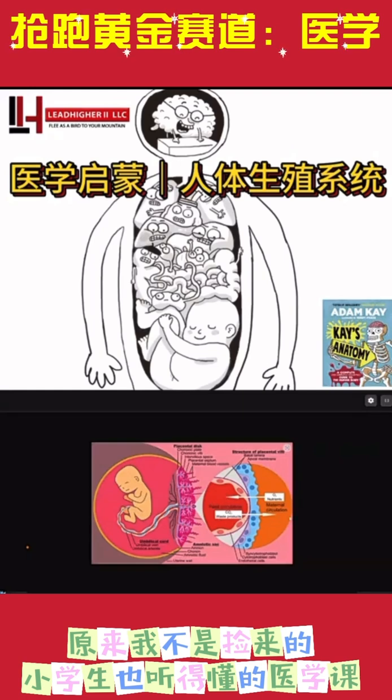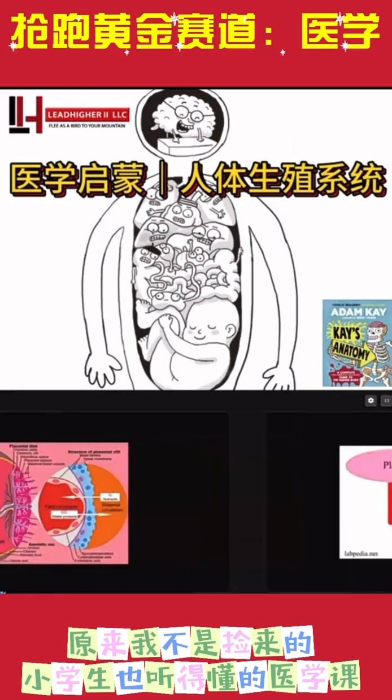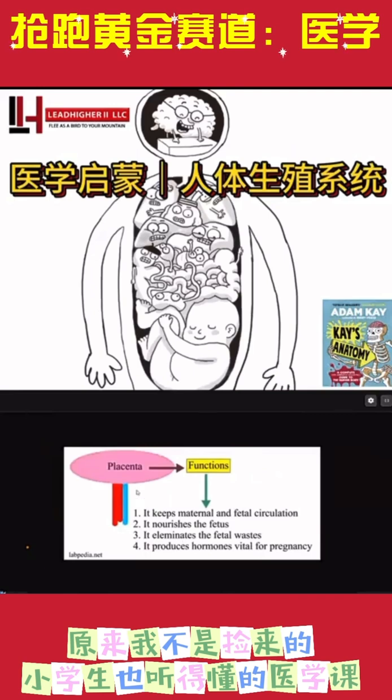And then what's coming out? Look at that. What's that? That right there is going out. Yeah, carbon dioxide, some waste products are all leaving. So it's very different inside the mother's womb than when it's outside. So here's what the placenta does. There's some functions of the placenta. The placenta keeps maternal and fetal circulation going. It nourishes the fetus.